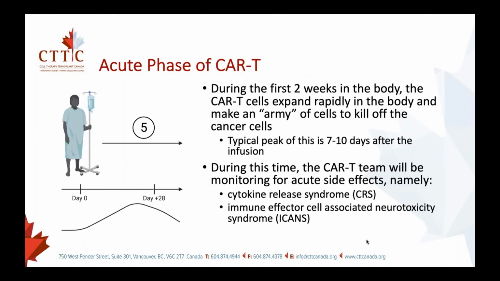We then move on to really the acute phase of CAR T cell therapy, which is really within the first month or so after CAR T cells. So during the first 2 weeks that these cells are in the body, the CAR T cells expand rapidly in the body and make an army of cells to kill off the cancer cells. Because what's happening here is that these CAR T cells are recognizing these cancer cells. They're being stimulated by that. And that stimulation does a number of things. One of it is it kills off the cancer cell. But the other thing is it says, hey, we need to make more of us to kill off the rest of these cells.